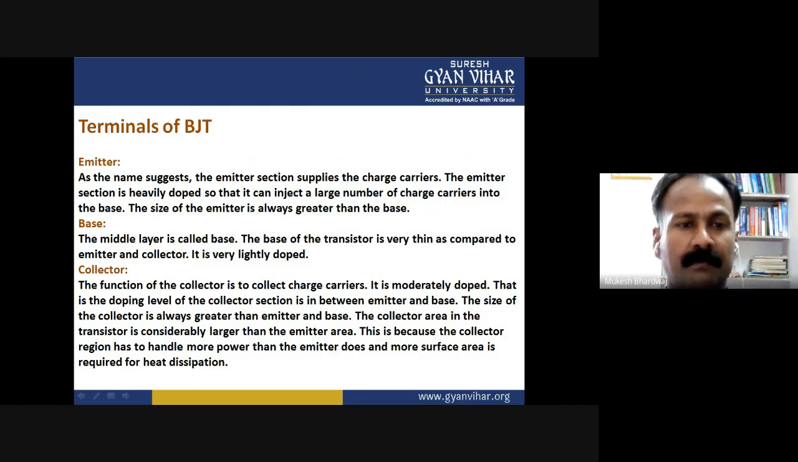Collector: the function of the collector is to collect charge carriers. It is moderately doped. That is, the doping level of the collector section is in between the emitter and base. The size of the collector is always greater than the emitter and base. The collector area in the transistor is considerably larger than the emitter area. This is because the collector region has to handle more power than the emitter does, and more surface area is required for heat dissipation.